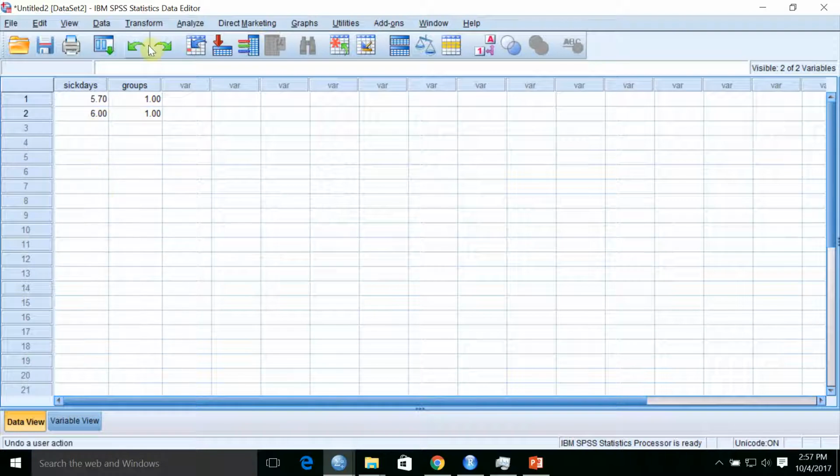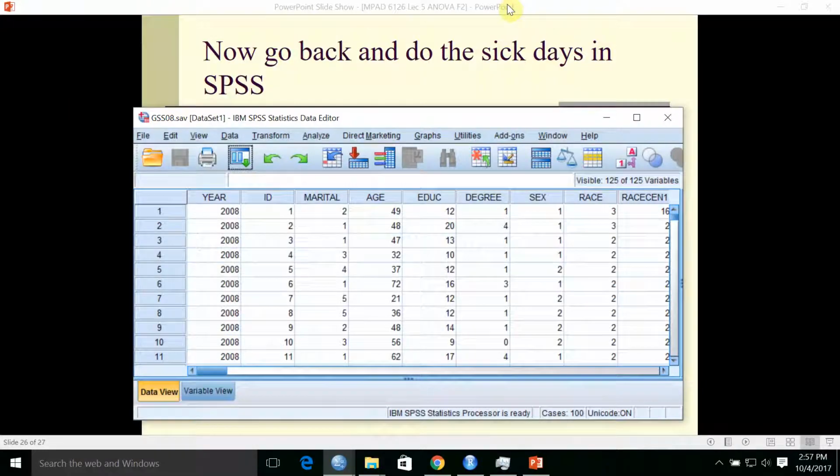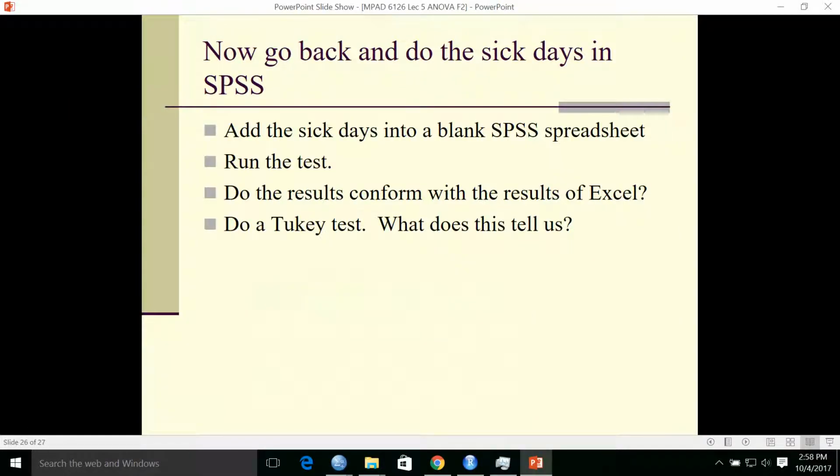So do that for all the sick days, all the groups, and run the test. That should give you an F that's the same as what I have from Excel, and then do the Tukey's and see whether site C is significantly different. Spoiler alert, it is.